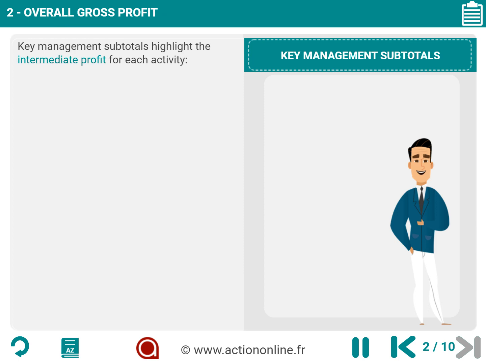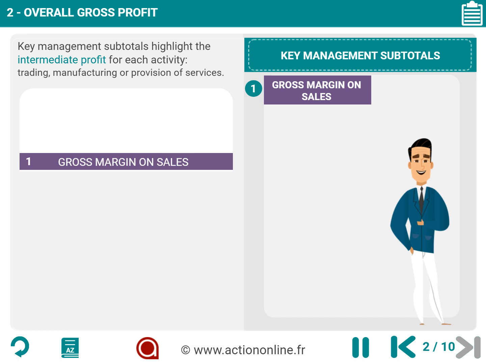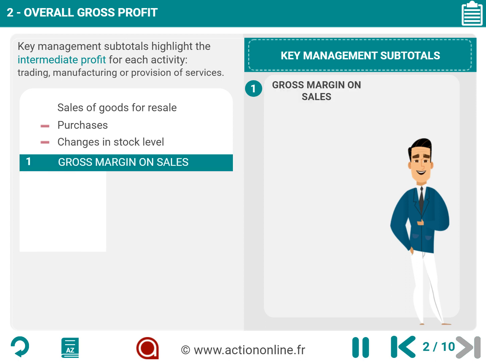Key management subtotals highlight the intermediate profit for each activity: trading, manufacturing, or provision of services. We use the gross margin on sales for trading activities. This equals sales of goods for resale, less purchases, less changes in stock levels.